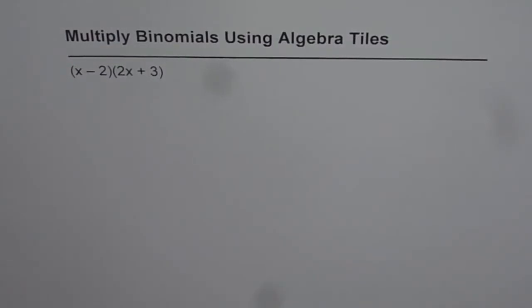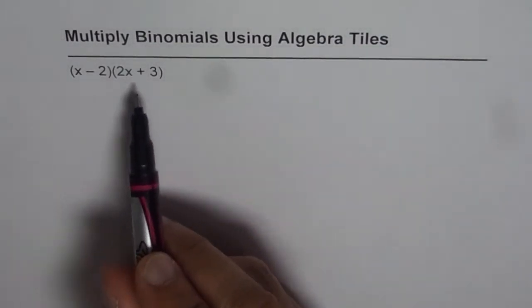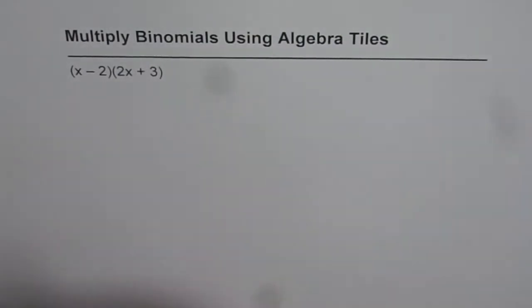Multiply binomials using algebra tiles. So we have already done 2 videos on this, and now let's first list the steps and then follow the steps, right? So this time we have x minus 2 times 2x plus 3. So these are the binomials.